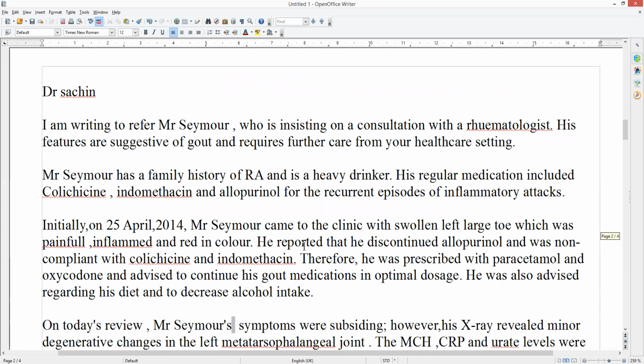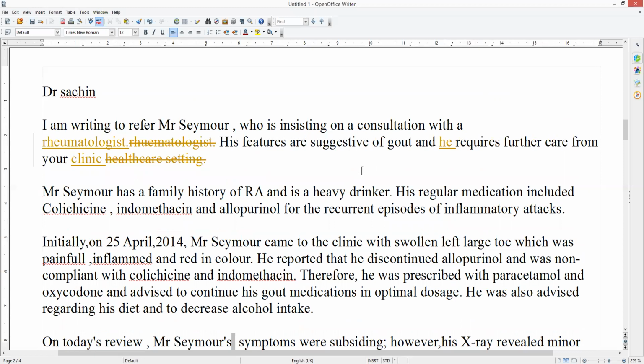Mr. Seymour, who is insisting on a consultation with a rheumatologist. His features are suggestive of gout, and he requires further care from your healthcare setting. What exactly is a healthcare setting? You mean a clinic? Healthcare setting? Don't think so. Or from you. So Mr. Seymour has a family list of RA. I would spell that out, spell out your abbreviations, and is a heavy drinker. Oh, and that's not spelled right. How do they spell rheumatologist? Yeah, that's it. His regular medication, is it medication? Well, there's more than one, so it should be medications.